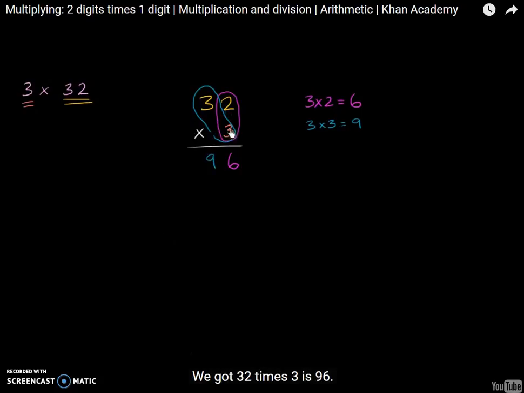We got 32 times 3 is 96. And I really encourage you to think about why this worked. And I'll give you a little bit of a hint about why this worked.